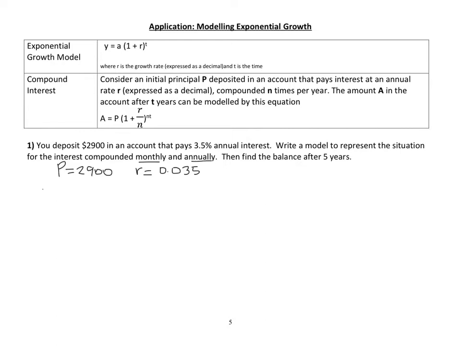So let's start with monthly. And monthly, the amount is going to be given by the principal, which is 2,900, and then we have 1 plus the rate. Remember, this is monthly, so we have the annual rate, which is 0.035, divided by 12, and the exponent is 12, because 1 year is 12 months, times time, which is in years.